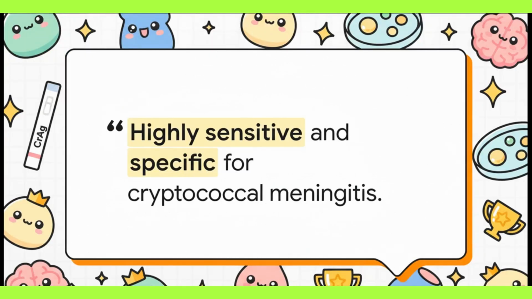And this quote really says it all about the power of this test. It's highly sensitive and specific. In the world of diagnostics, that's the gold standard. Sensitive means it's great at finding the disease if it's there. Specific means it's great at correctly saying the disease is not there if it's absent. This really cuts down on false positives and false negatives, making it an incredibly reliable tool when the stakes are as high as they are with meningitis.